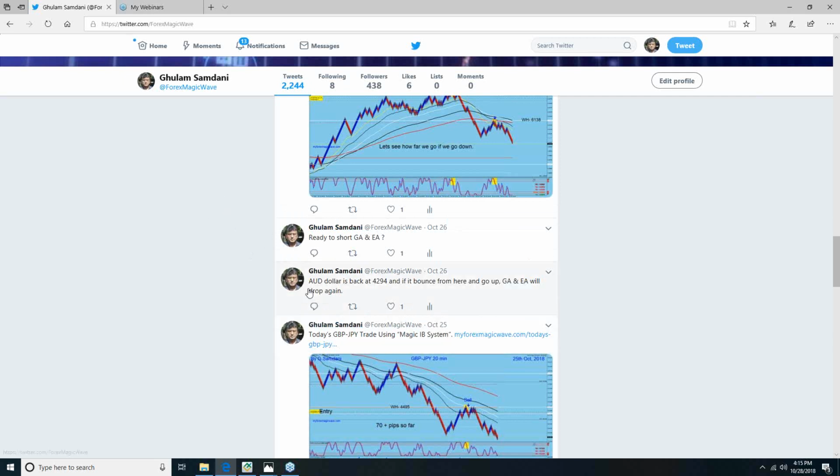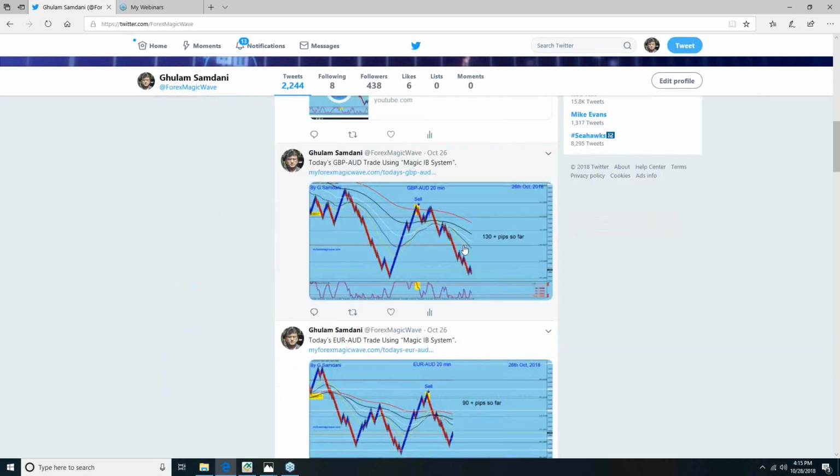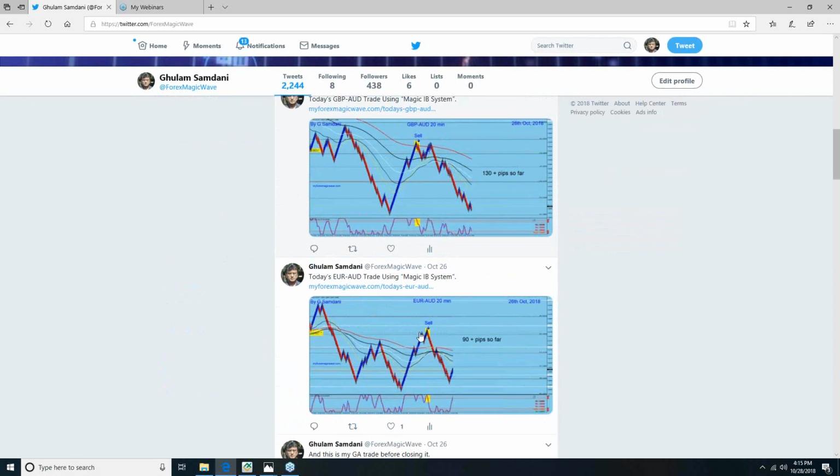But this is what I tweeted, ready to short GA and EA at that time, October 26th, and these are my final trades, by the way. On the right there, this is the one I shorted GA and EA at the same time from those highs. This is for 90 pips, and this is for 130 pips. Okay, so this is as easy as it is. If you are paying attention, you can't go wrong.